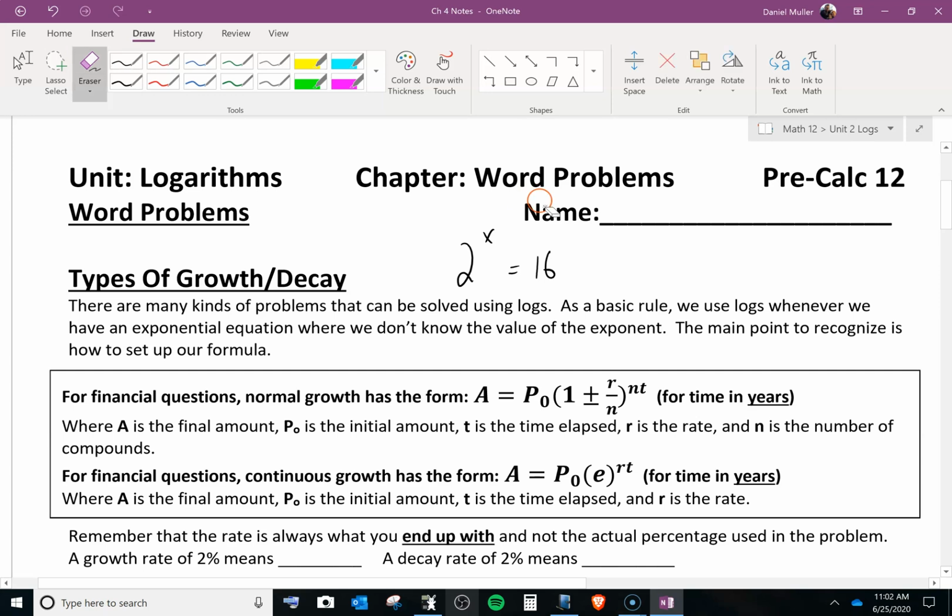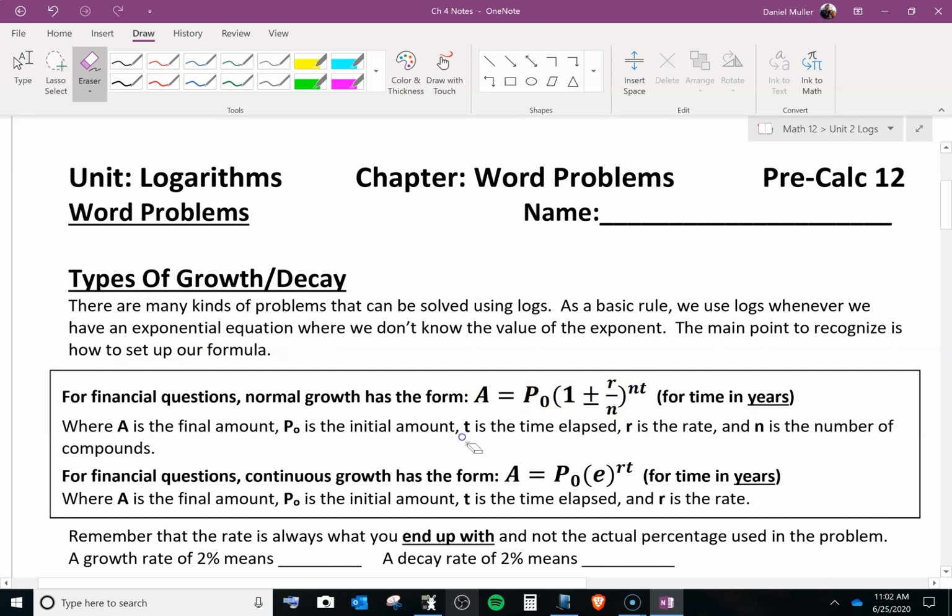Now, what we're going to have is a formula. And this is, for example, a formula. This formula has a bunch of different things in it, and so it's really important. The main point is how to set up the formula, because you're going to set it up, and then after that, you're going to have to solve.